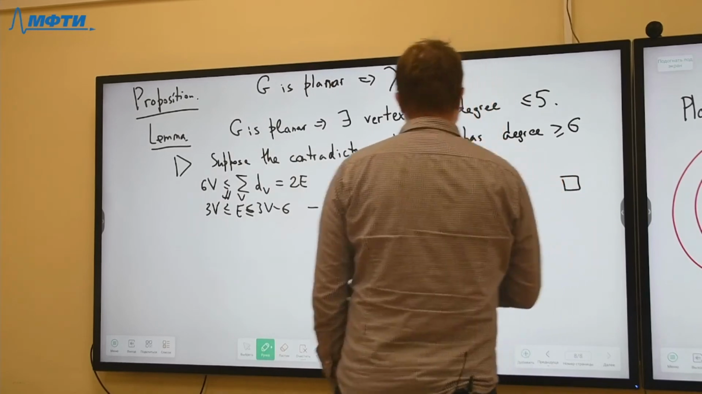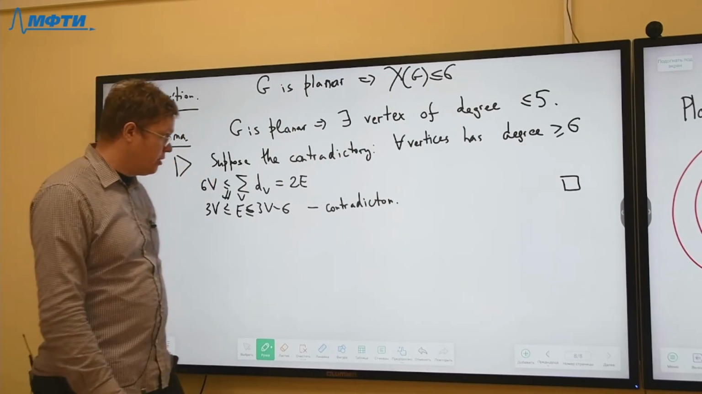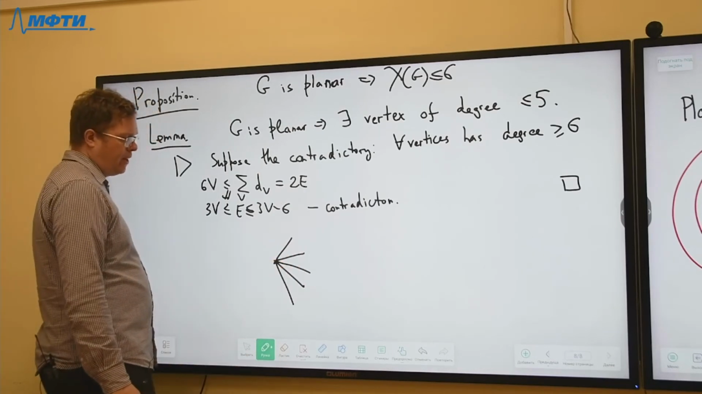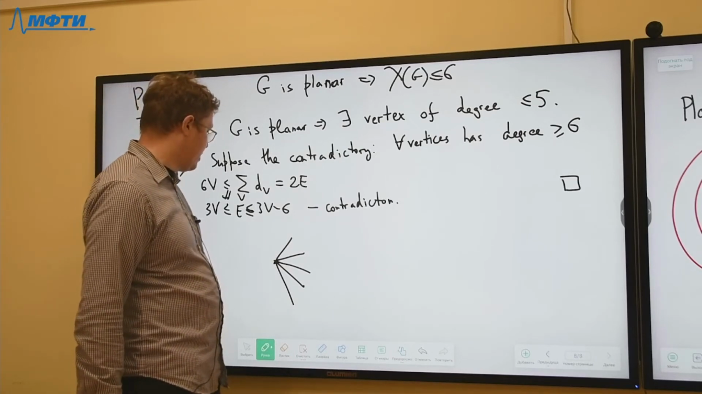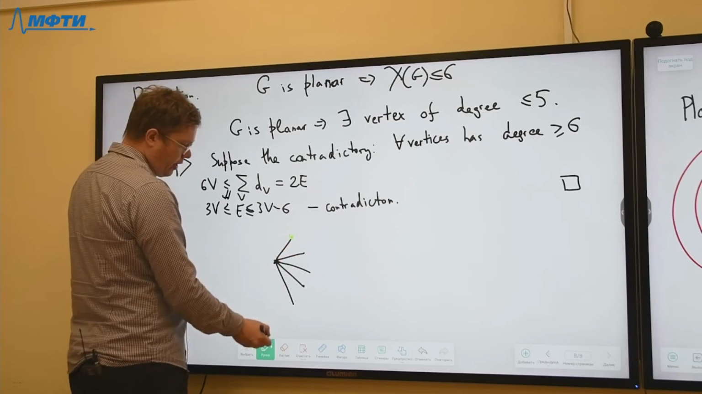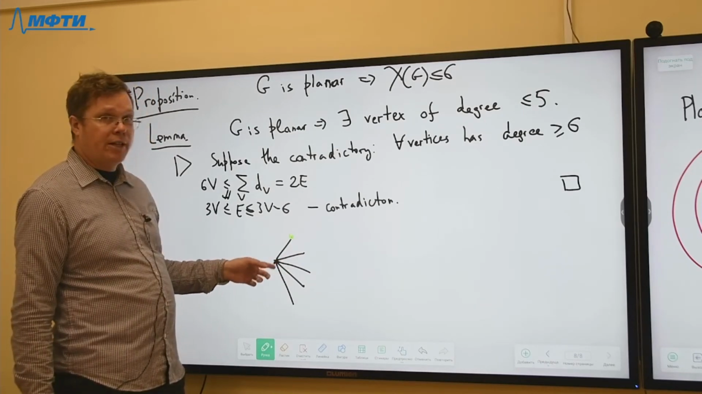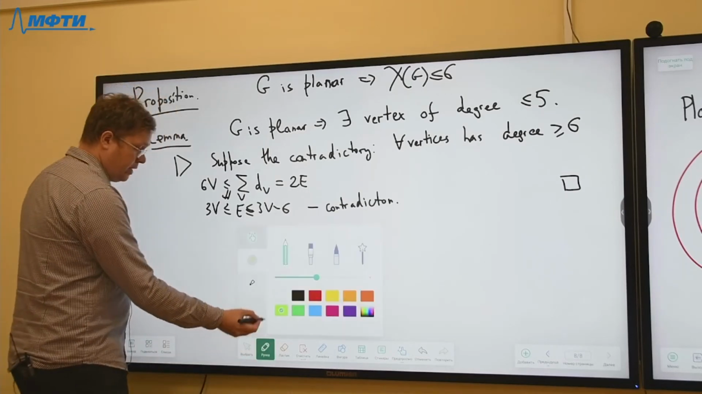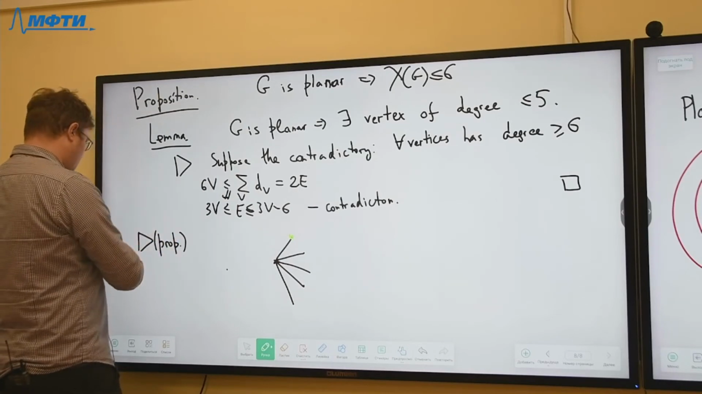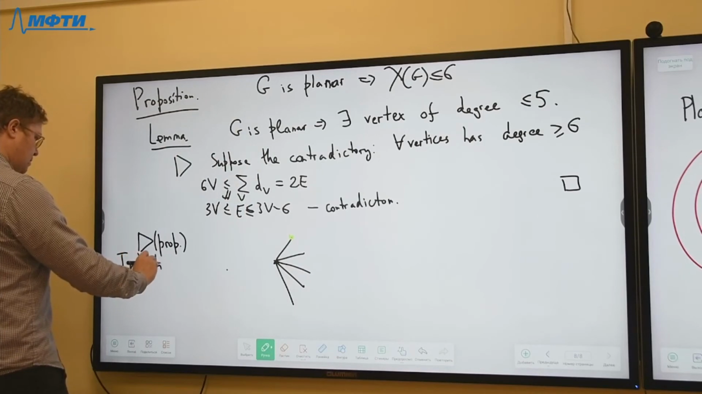So we have a vertex of degree not greater than 5 in our graph. All the vertices cannot be of degree bigger than 6. Now if we have a vertex of degree not greater than 5, then we can get the coloring of this graph. The main idea: for an arbitrary coloring we can color this vertex, because even if all the neighbors have different colors, we have exactly 6 colors, so we have a last color to color this vertex. If we want to prove the proposition, we go by induction on the number of vertices.